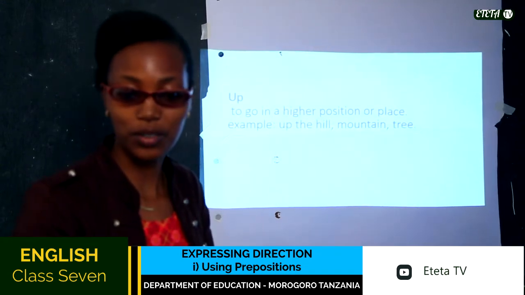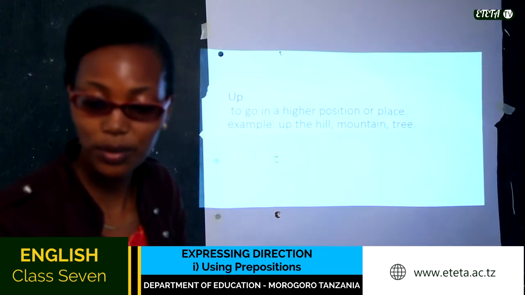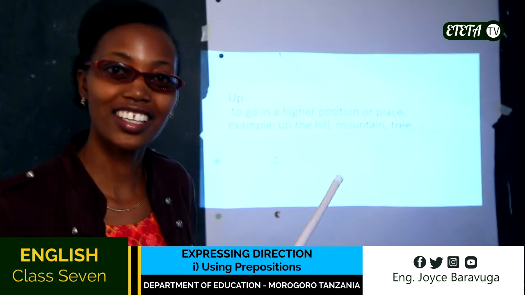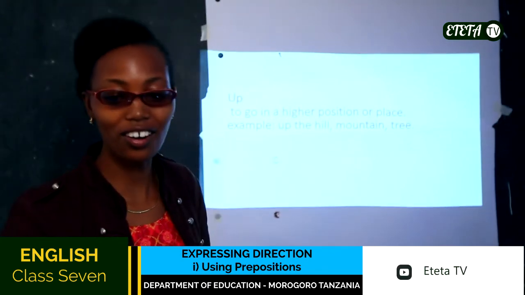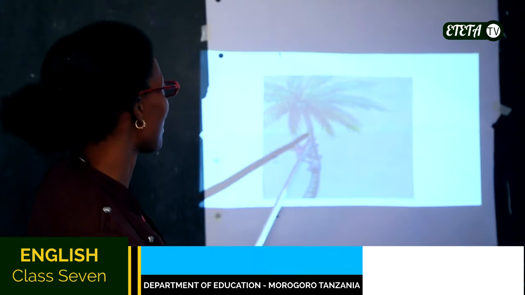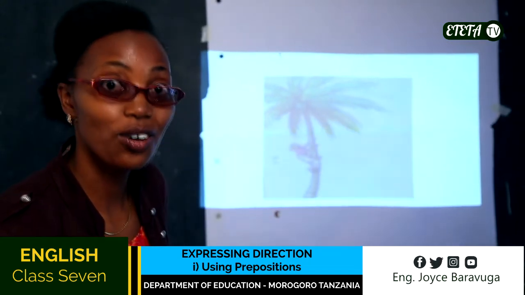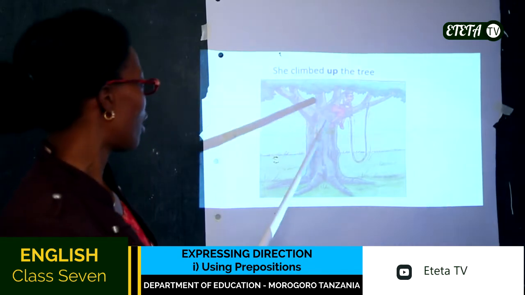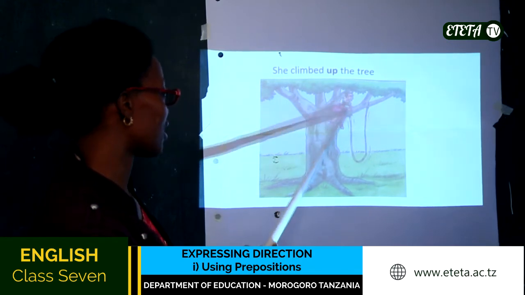Let's go to another preposition, which is up. Up means to go to a higher position or place. For example, you can go up a hill. Do you know a hill? A hill is small, it looks like a mountain, but it's small. So up the hill, up the mountain, or it can be up the tree. For example, look at this mother. She is climbing up the tree, and that is a coconut tree. I don't know, maybe you have one at your home. You can try to climb up the tree. Another example is this one. The girl climbed up the tree. She is already on the tree.